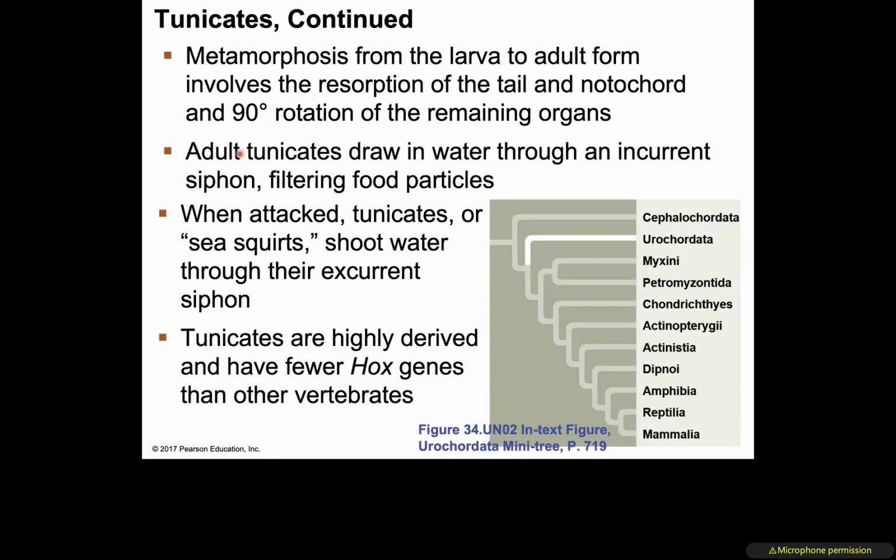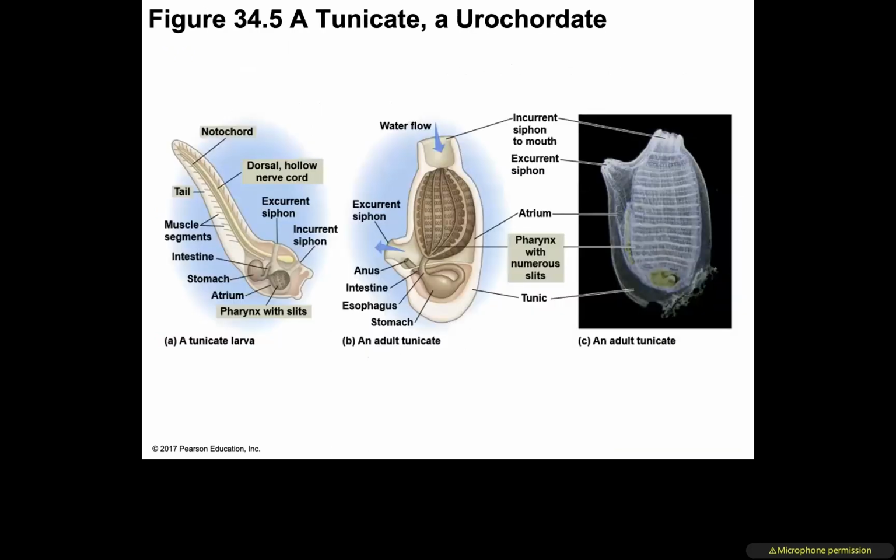And so adult tunicates are going to draw water in through an incurrent siphon, and they're going to filter. So that's how they eat. When they're attacked, your tunicates will shoot water through their excurrent siphon. And that's how they get the other name, sea squirts. And so your tunicates are going to be highly derived and have fewer Hox genes than other vertebrates.